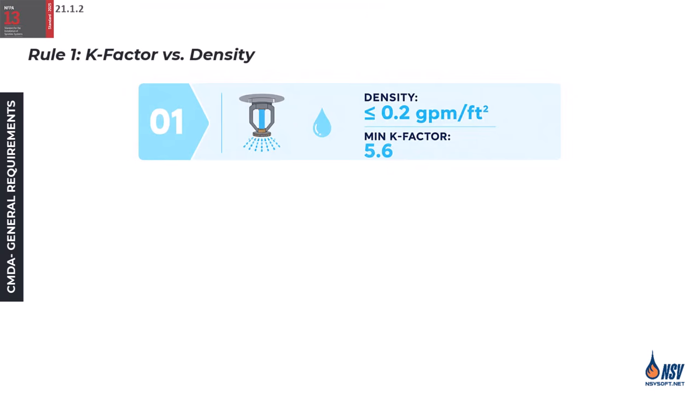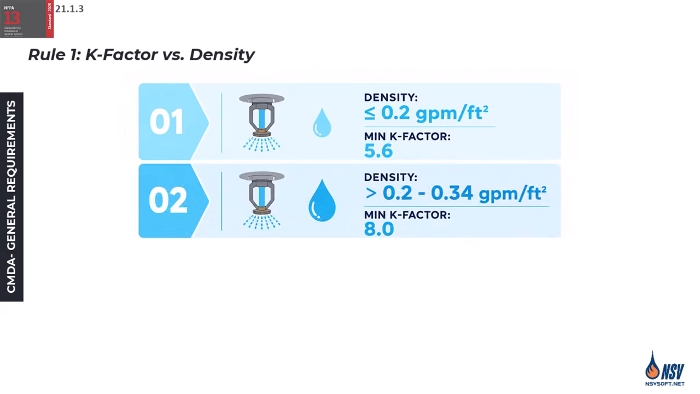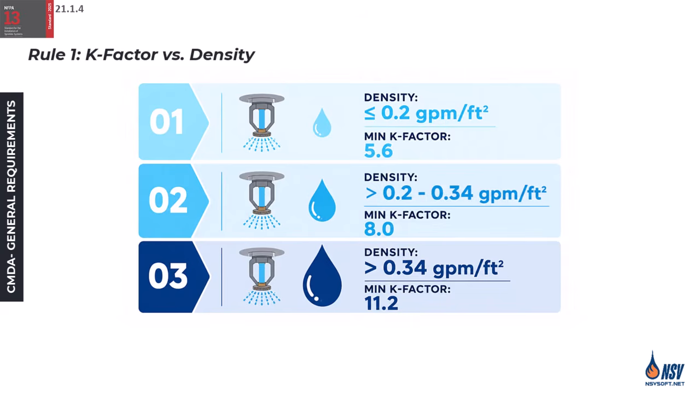Where a density of 0.2 gallons per minute per square foot or less is needed, the K-factor must be a minimum of 5.6. For situations requiring a density greater than 0.2 and up to 0.34, the K-factor must be 8 or larger. Finally, if our hazard requires a density greater than 0.34 gallons per minute per square foot, we are required to use sprinklers with a K-factor of 11.2 or larger.